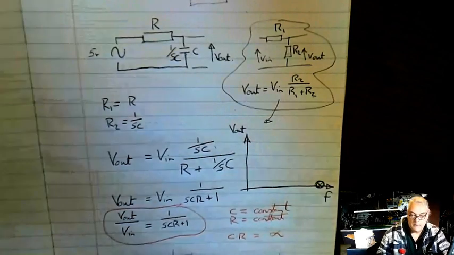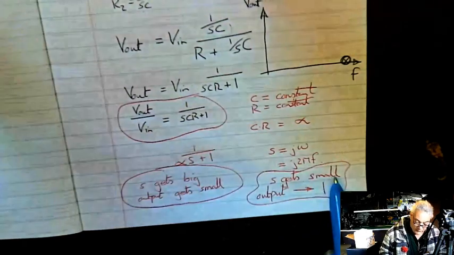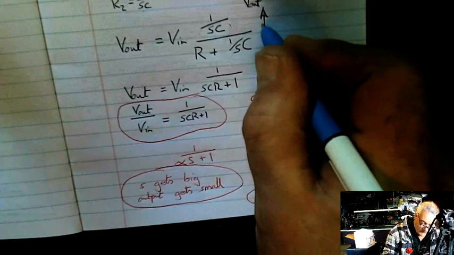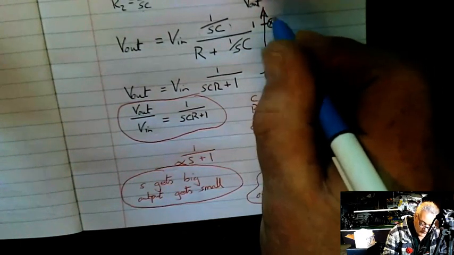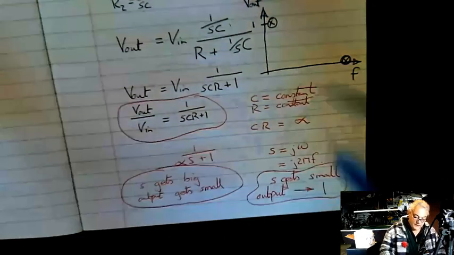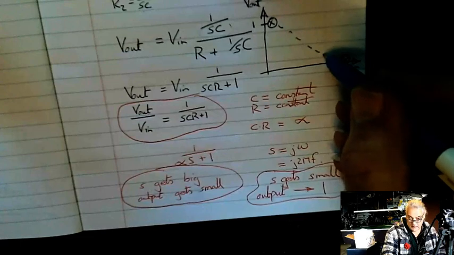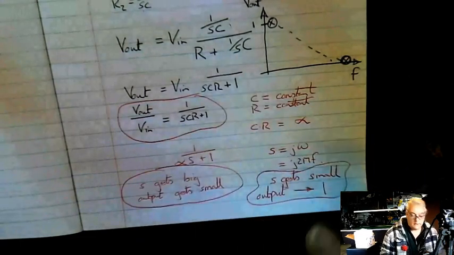And this one down the bottom here tells me that as s gets small, the output tends to 1. So the V out here is just going to be 1, and I'm going to have a point somewhere here. So I've got a graph, and it's tempting just to draw a straight line across here and say that's it, that's the job done.